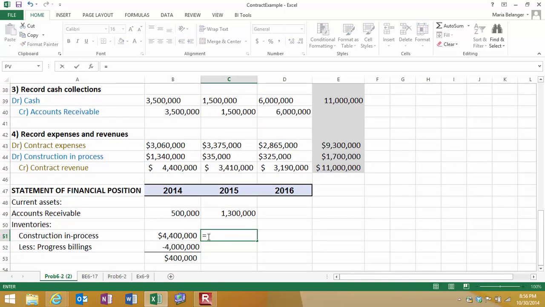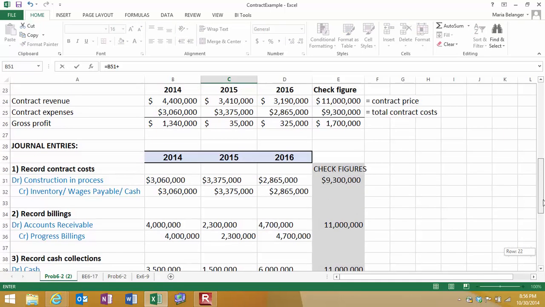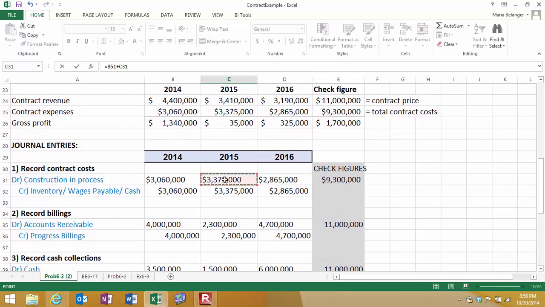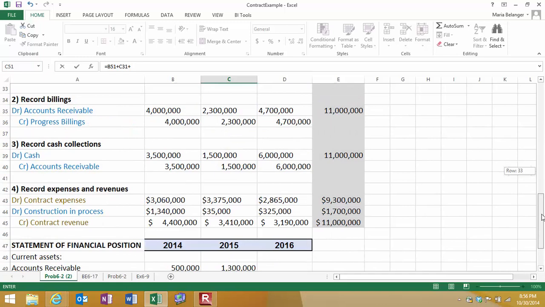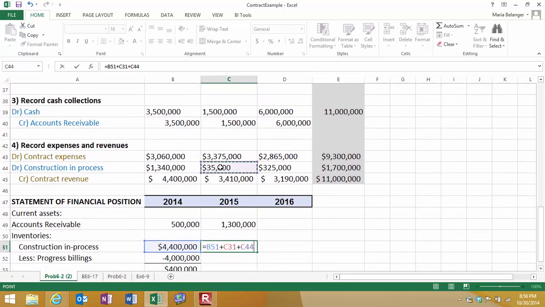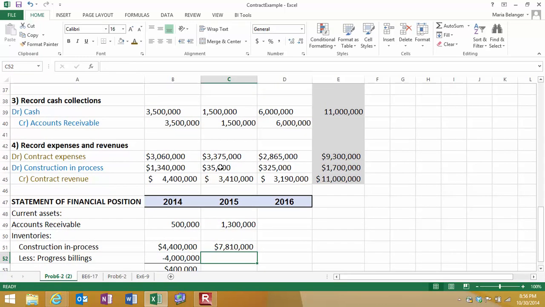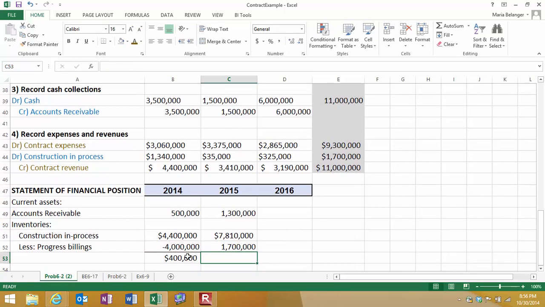With our construction in process, it's our opening balance plus new contract costs in 2015, plus our gross profit for 2015 of $35,000. So essentially cumulative revenue. And progress billings, and we have to add to this our beginning balance of $4 million.